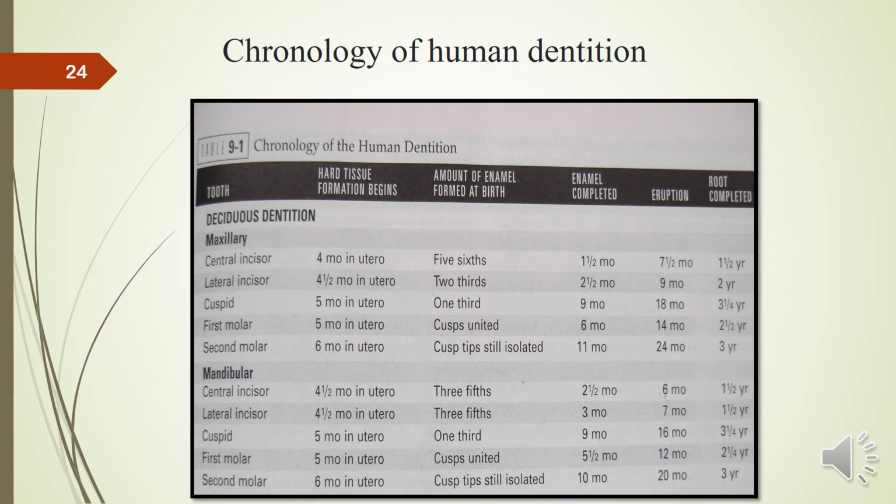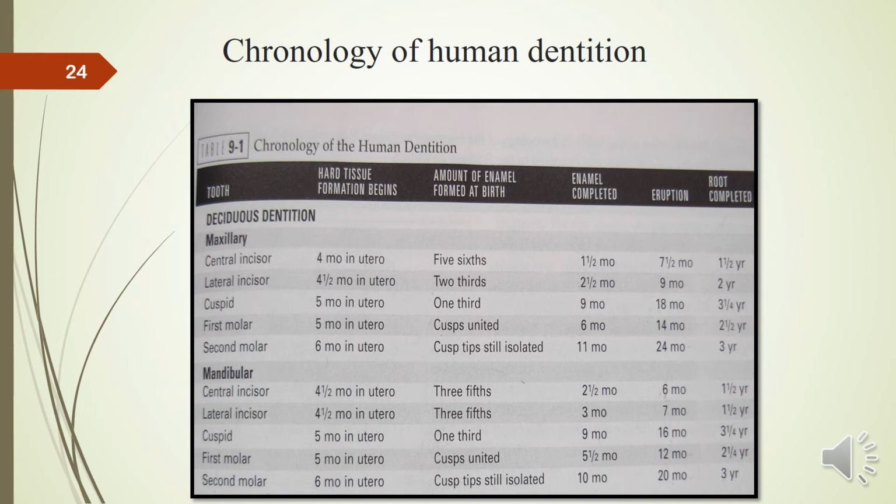In this table also, I would like to draw your attention that the chronology of eruption and root completion is something that you must know, because these two things will be very commonly asked of you in your clinics. When you're looking at a case with radiographs, you have to take a call whether to extract or not to extract, or the parents will bring a child to you and say, doc, my child is already 24 months old and he doesn't have any teeth, is it normal?